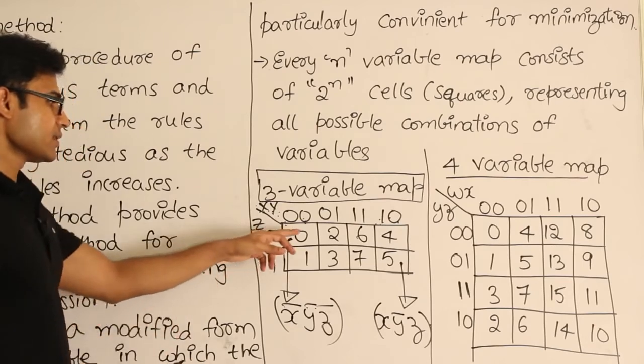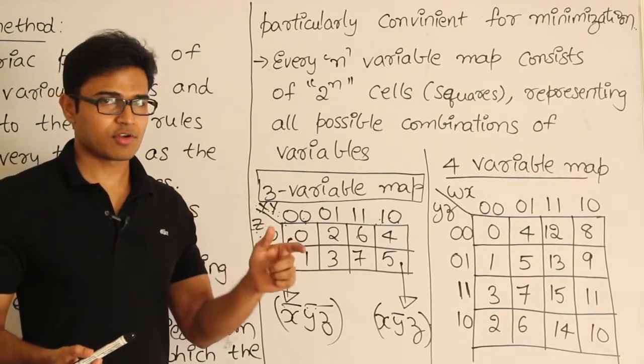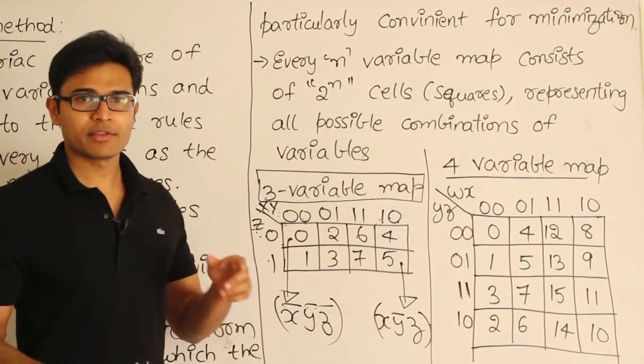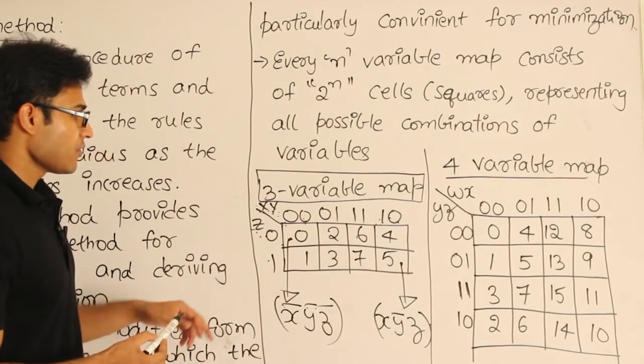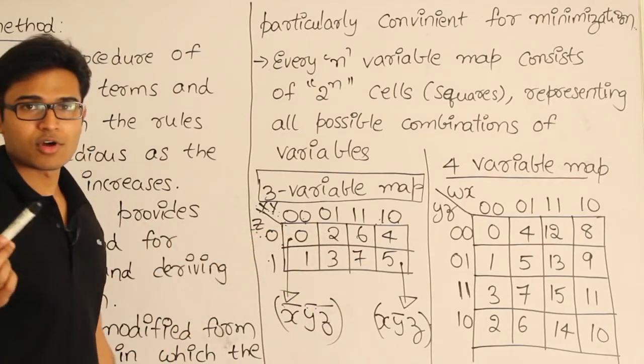So all the 8 cells, why are there 8 cells? If you have a 3 variable function, the number of minterms present in 3 variables is 8, and each one of them can assume either 1 or 0 independently. Depending on the function, we are going to fill this. And I have written the numbers just for convenience, but I suggest you not to memorize them.